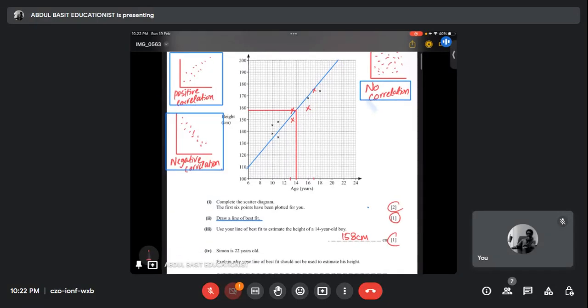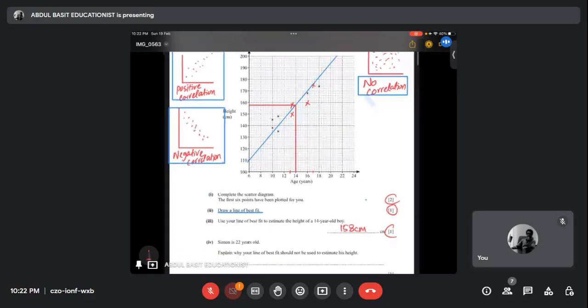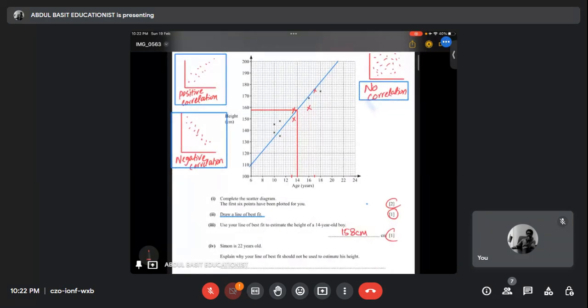Simon is 22 years old. Explain why your line of best fit should not be used to estimate his height. So he is 22 years old, because if I just extend the line, the line is not touching the red line. Okay, is this clear?